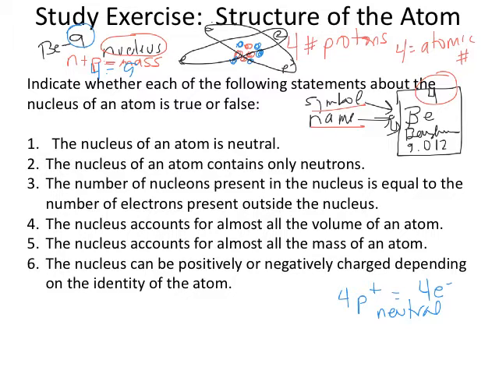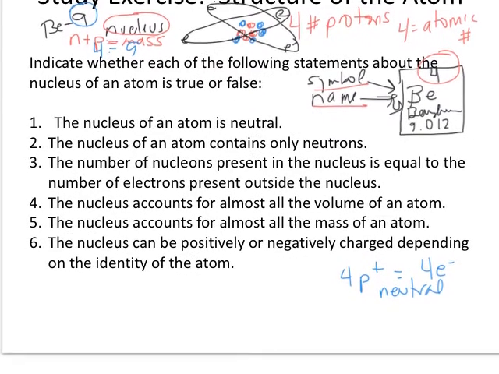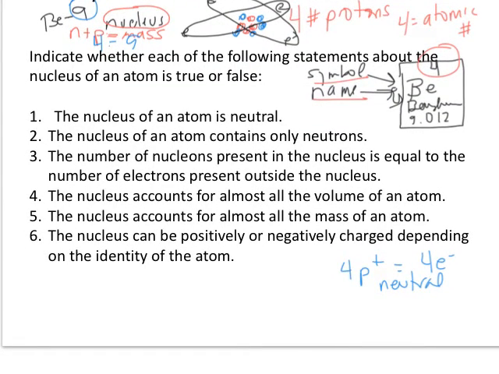So let's read our question. Indicate whether each of the following statements about the nucleus of the atom is true or false. Okay, so we're going to decide if these are true or false. The nucleus of the atom is neutral. Well, that would definitely be false, right? Because we just showed you that the nucleus has only neutrons plus protons. This is your mass. This equals your mass. This is in your nucleus.